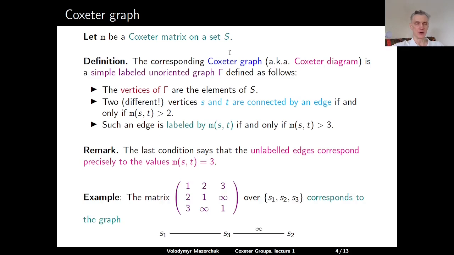So for example, on the previous slide we had this matrix 1, 2, 3; 2, 1, infinity; 3, infinity, 1 over the set with 3 elements which we call s1, s2, and s3. So this corresponds to the graph with 3 vertices s1, s2, and s3. There is no edge between s1 and s2 because the corresponding value is 2. There is an unlabeled edge between s1 and s3 because the corresponding value is 3. And there is an edge labeled by infinity between s2 and s3.